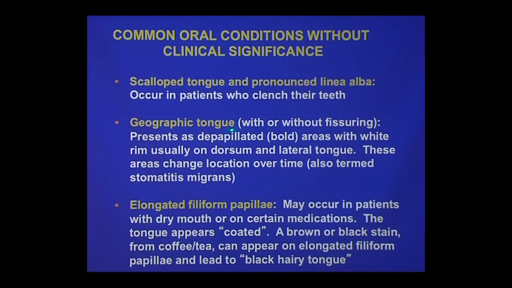People can have what's called a geographic tongue. We don't really know what's causing it, but about 20% of the population has a geographic tongue, and this should actually be an A for bald, not bold. It should be bald. And you see these sort of depapillated patches, and it almost looks like a map, which is probably why it's called geographic tongue. Each of these little bald, depapillated areas often is surrounded by a little white rim, and these actually move around. If you look at that tongue 2 weeks later, the little bald spots might move around. So we also call it stomatitis migrans. And I'll show you some pictures of geographic tongues.